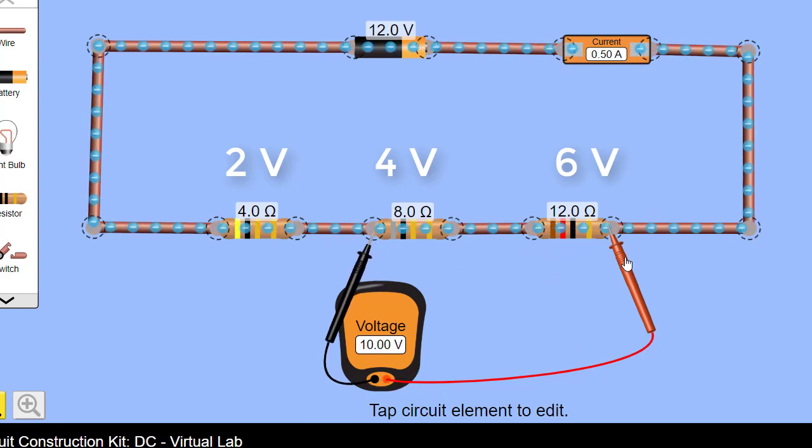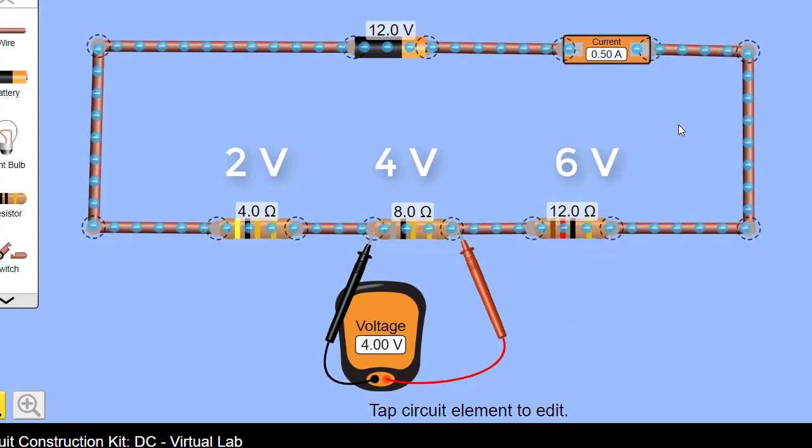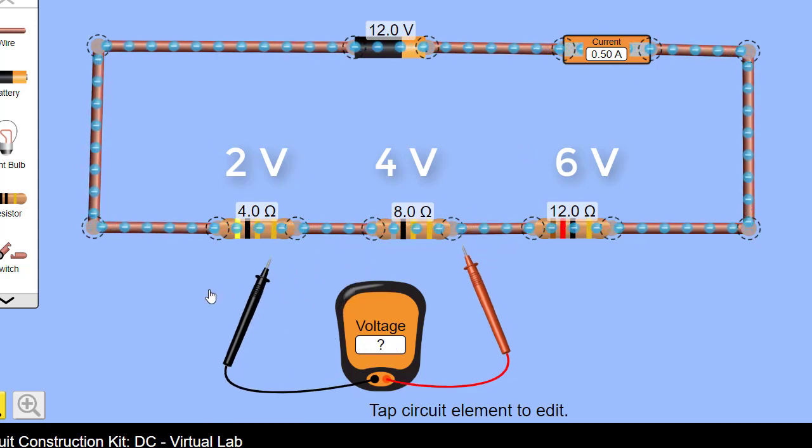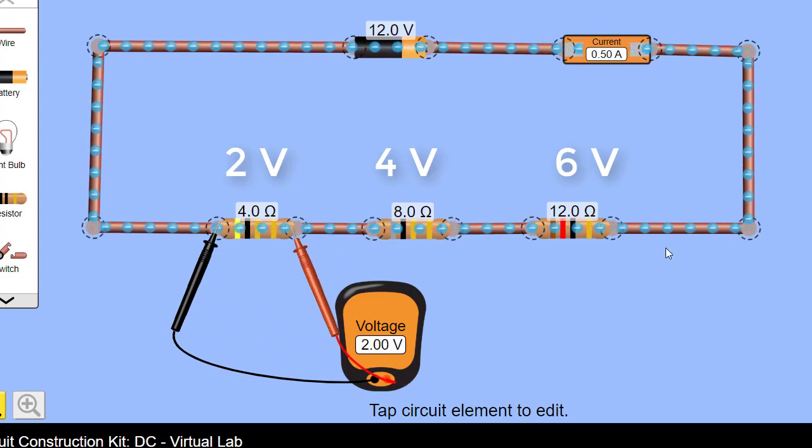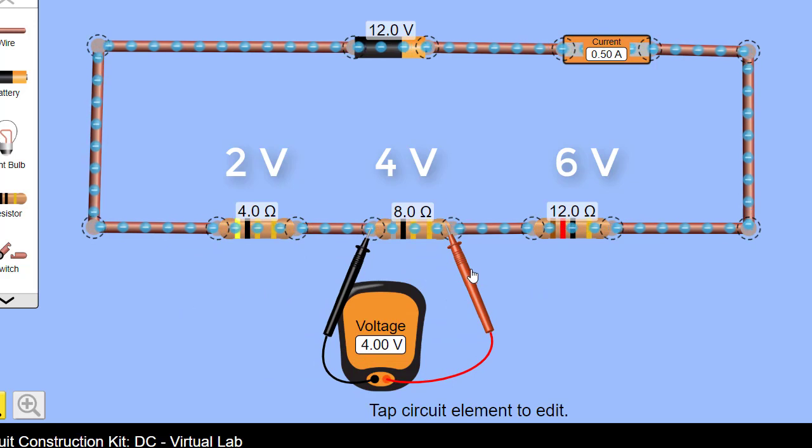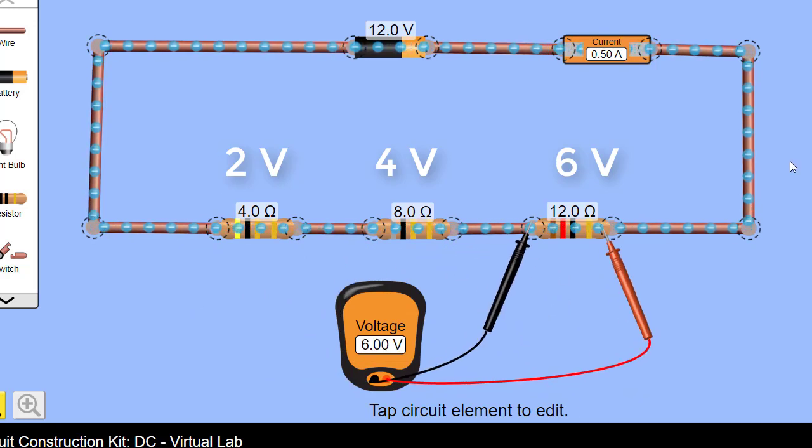If I move to the 8 ohm resistor, you can see I'm going to be losing 4 volts or 4 joules per coulomb. So we say the potential difference across the 8 ohm resistor is 4 volts. And finally, going back to the 4 ohm resistor, you can see that the potential difference across that is 2 volts. Now, if we add up all the potential differences, 2 volts, 4 volts, and 6 volts, that adds up to give us 12 volts, which is the energy which comes from the battery or cell itself.